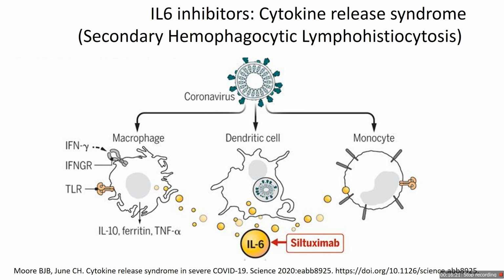So let's start. Here's the coronavirus. On top, it goes down, it can go into macrophages, dendritic cells, monocytes. And what you see here is once these cells are activated, there are pro-inflammatory cytokines that is actually coming from it. The main one is interleukin-6.